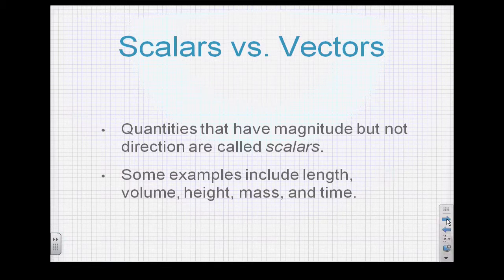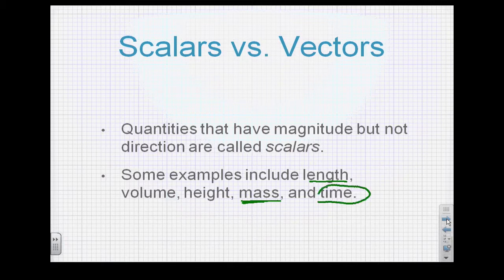Another kind of quantity that we use in physics is something called a scalar. Now, a scalar is a lot like a vector, only a big difference is that scalars do not have direction. Some examples include things that you're really familiar with, like length and volume, height, mass is one that we use a lot, and also time.